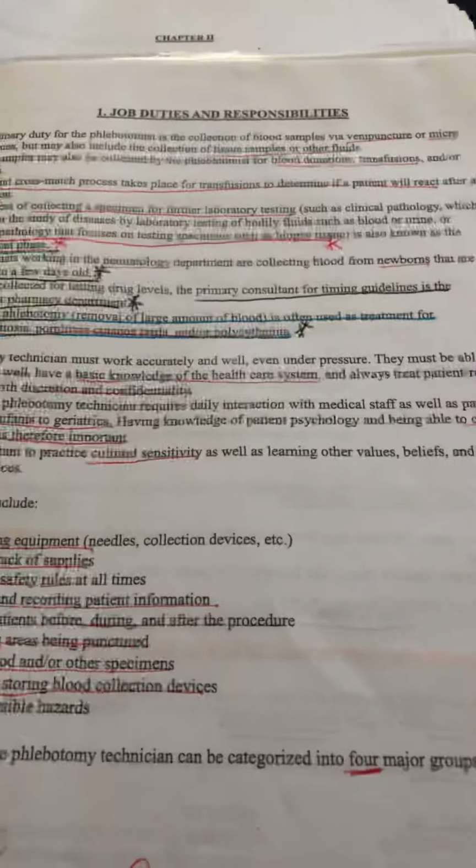Chapter 1, the phlebotomist. And we're going to talk about job duties and responsibilities. The primary duty, again, is collecting tissue samples and fluids by venipuncture most of the time. Vena meaning vein, puncture. That's what you're doing.